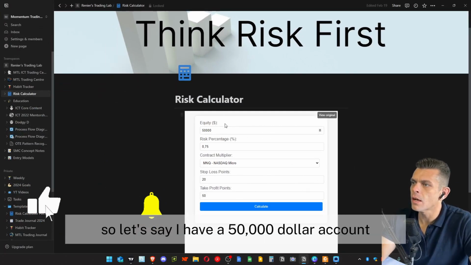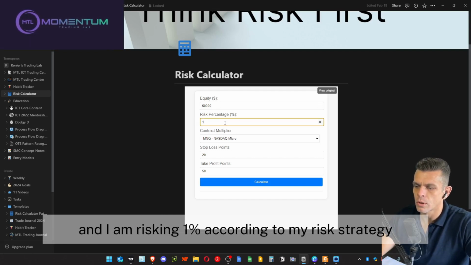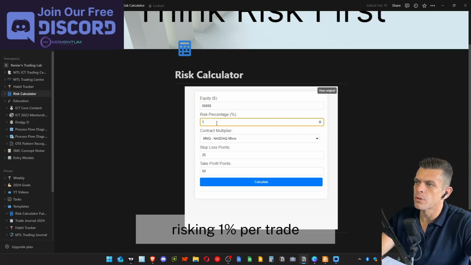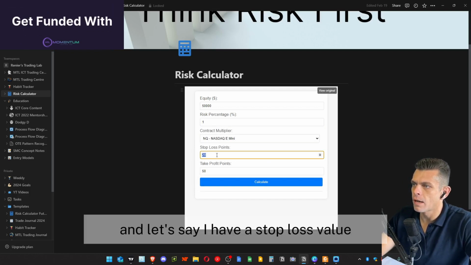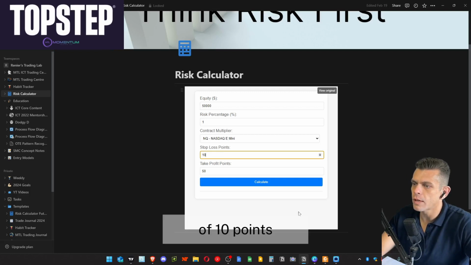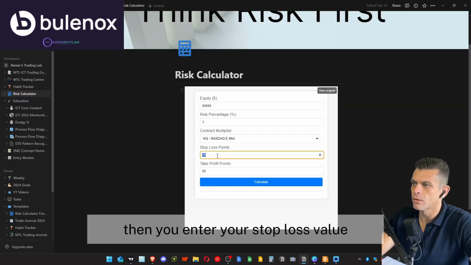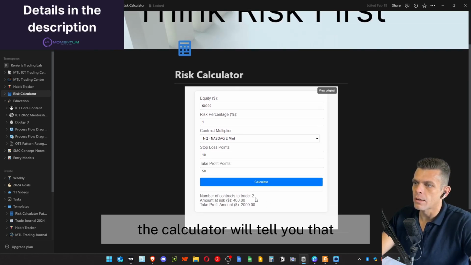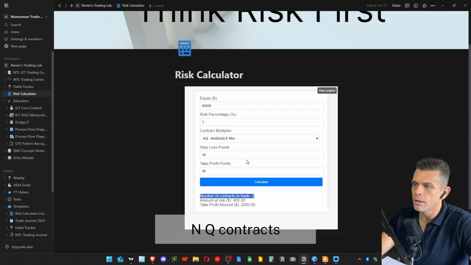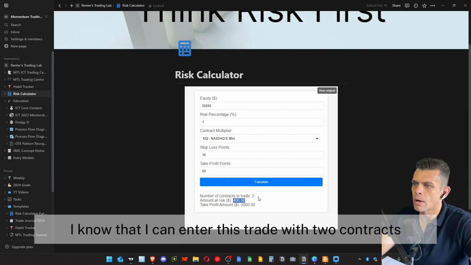All right, so let's say I have a $50,000 account and I am risking 1% per trade according to my risk strategy. I want to trade the NASDAQ, and let's say I have a stop loss value of 10 points. So from entry to stop loss is 10 points. Then you enter your stop loss value and you click calculate. Then the calculator will tell you that you can enter with 2 NQ contracts, and if the trade goes wrong, we will only lose $400. So now I know that I can enter this trade with 2 contracts.